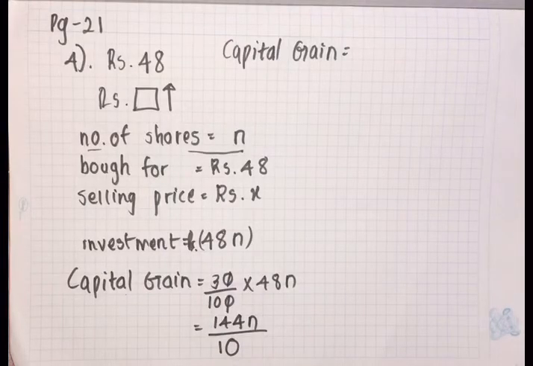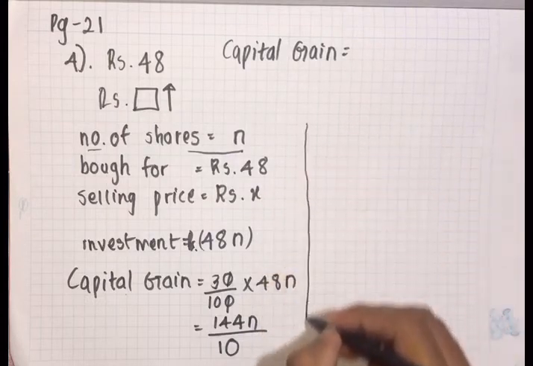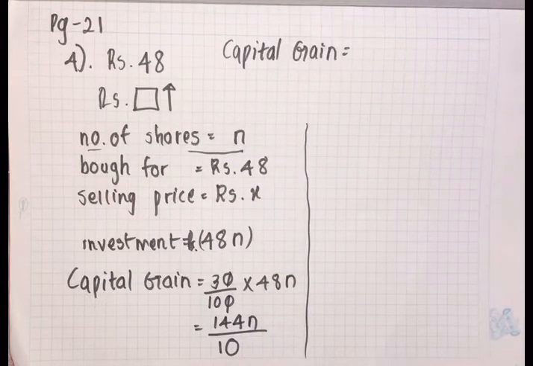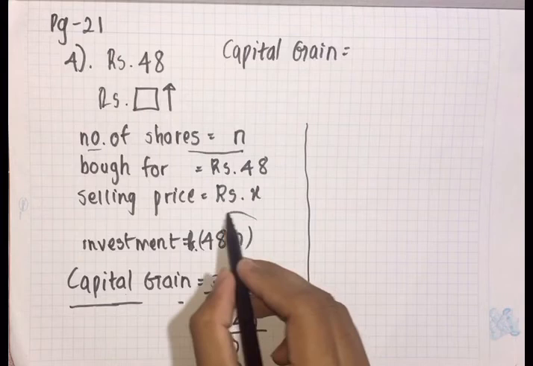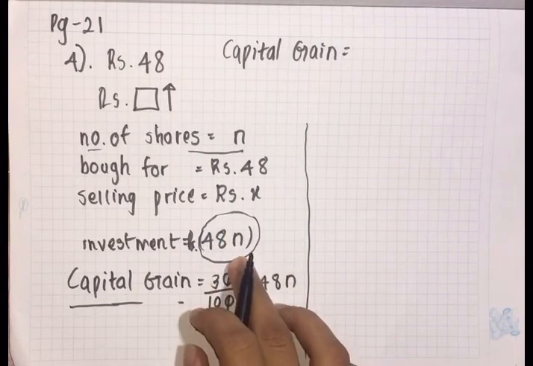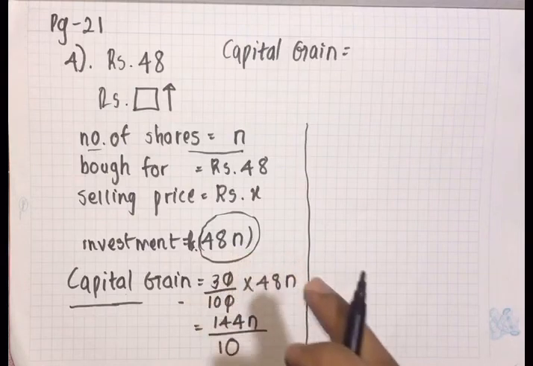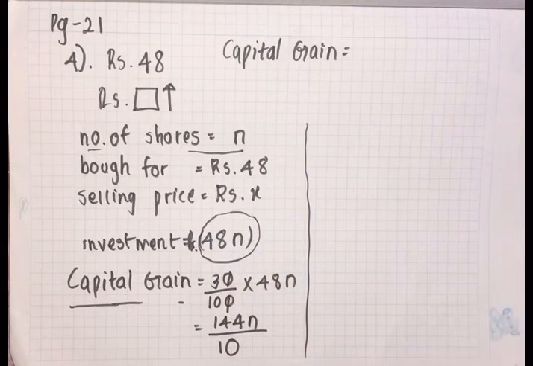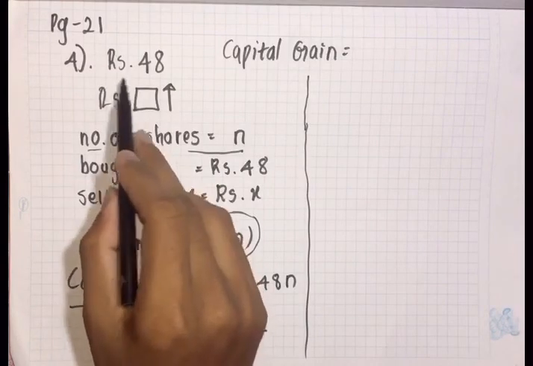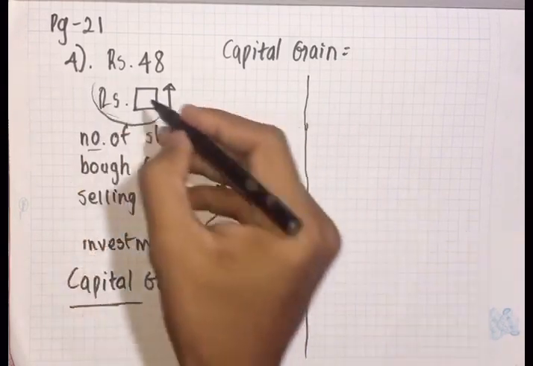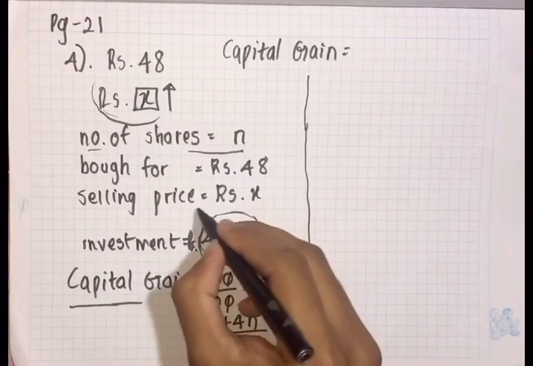Now you have all the data, you just have to solve it. I have already taught you how to find the capital gain: it is the excess amount. Now you know how much he invested for the company. At the start of the business, he invested only 48n. But at last, when he sold all the shares, how much did he get? Do you know that amount? You can find out. The selling price of a share is X, as we have already said.